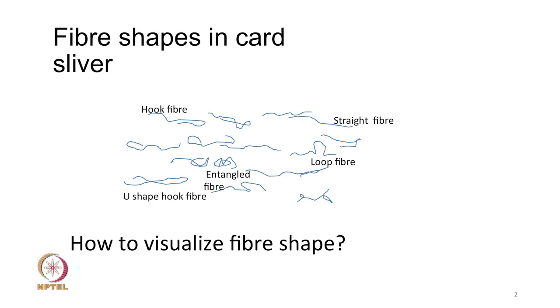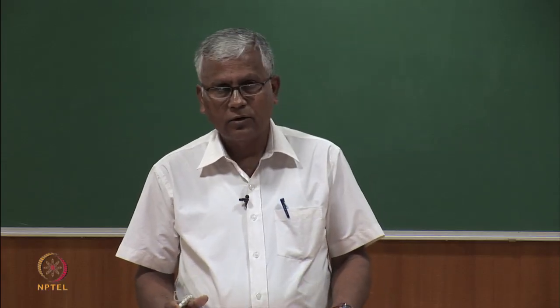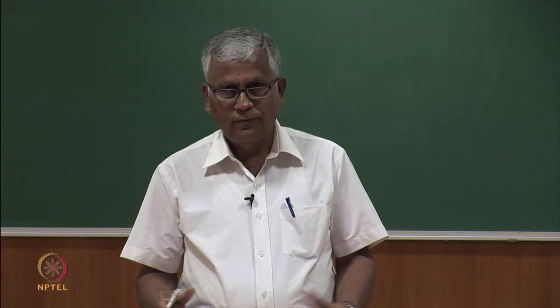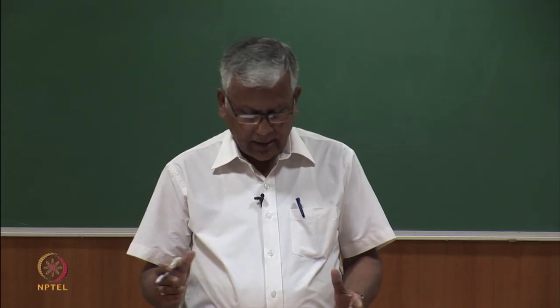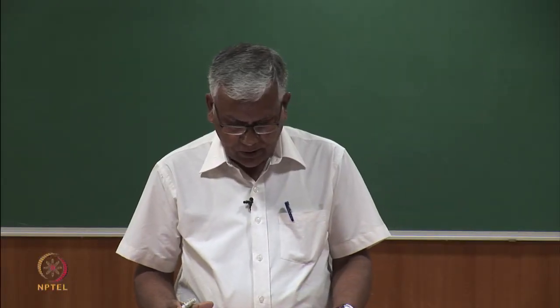If I take a fiber sliver and see it under a microscope, we will find that there are many fibers, but it will be very difficult to know the exact shape of those fibers, because all the fibers are of the same color. So, there is a technique known as tracer fiber technique, which can be employed to study the shape of fibers in a sliver. So, what is this technique that we are going to discuss?